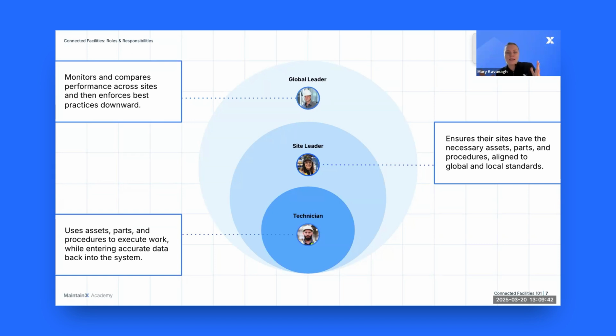And the third level here, we're looking at the global leader. So zooming out once more, this would include your VPs and your director of operations, as well as potentially some regional managers and project managers. Those folks are typically responsible for monitoring and comparing performance across all of the sites and then enforcing downwards. So they're spotting, okay, where are our weak spots? Where are our areas of strength? And how can we replicate that? How can we use everything we have to push the entire group forwards? So technician, site leader, and global leader. Those are terms that we'll become quite familiar with.